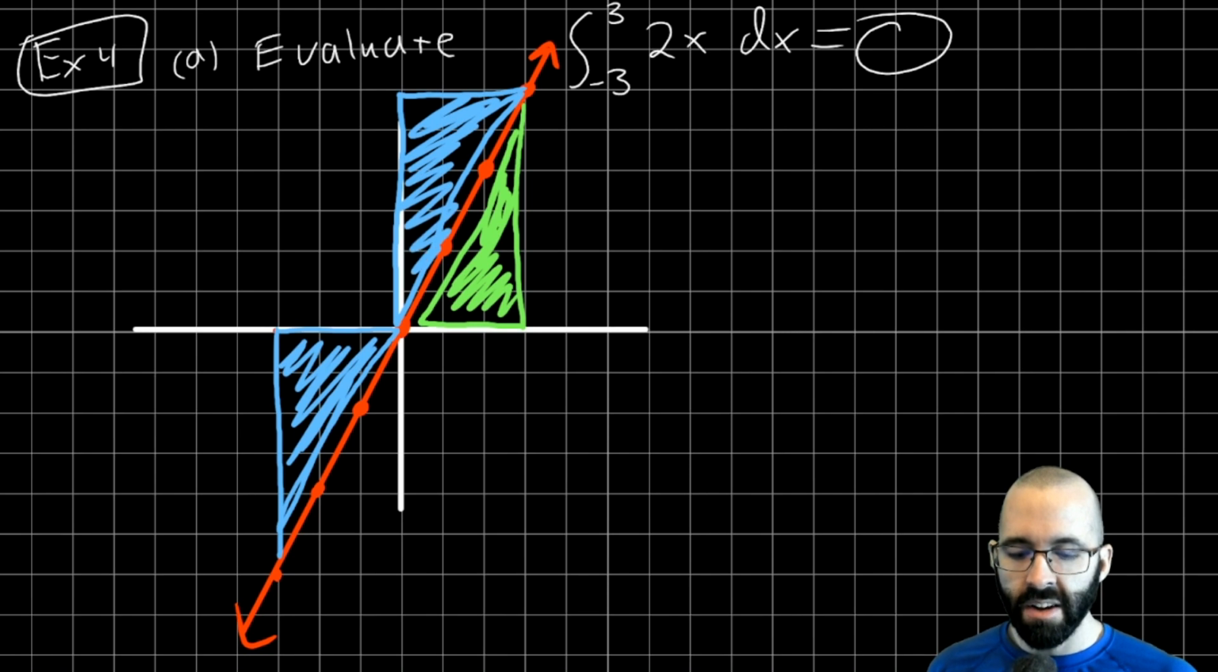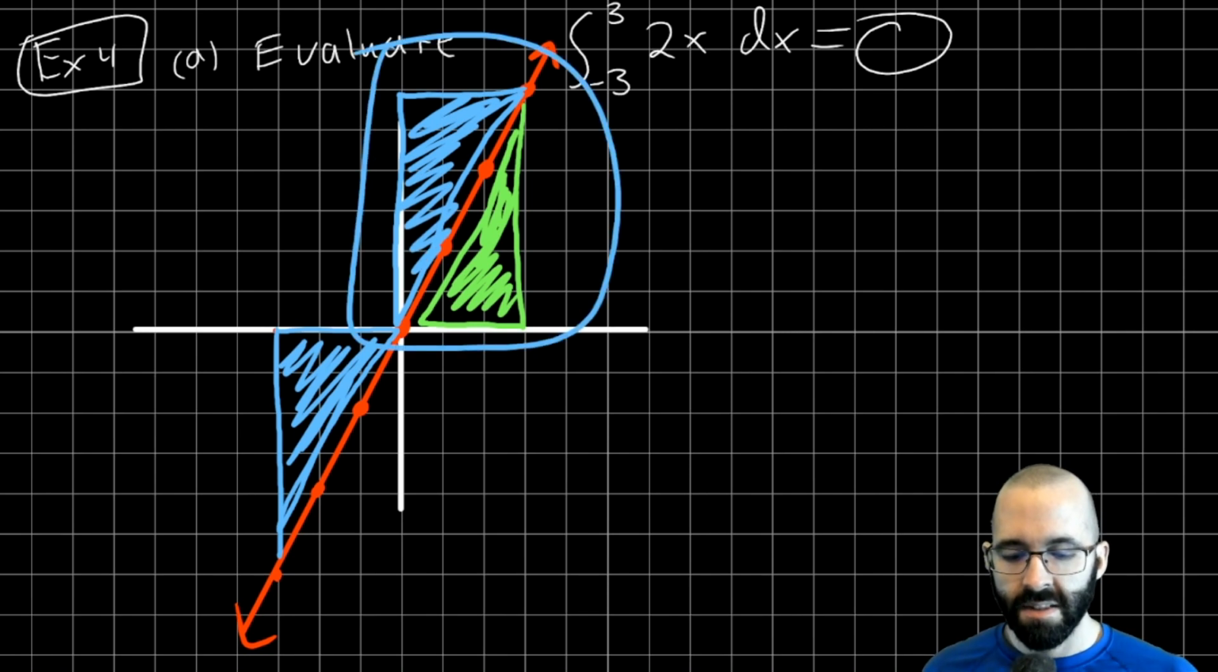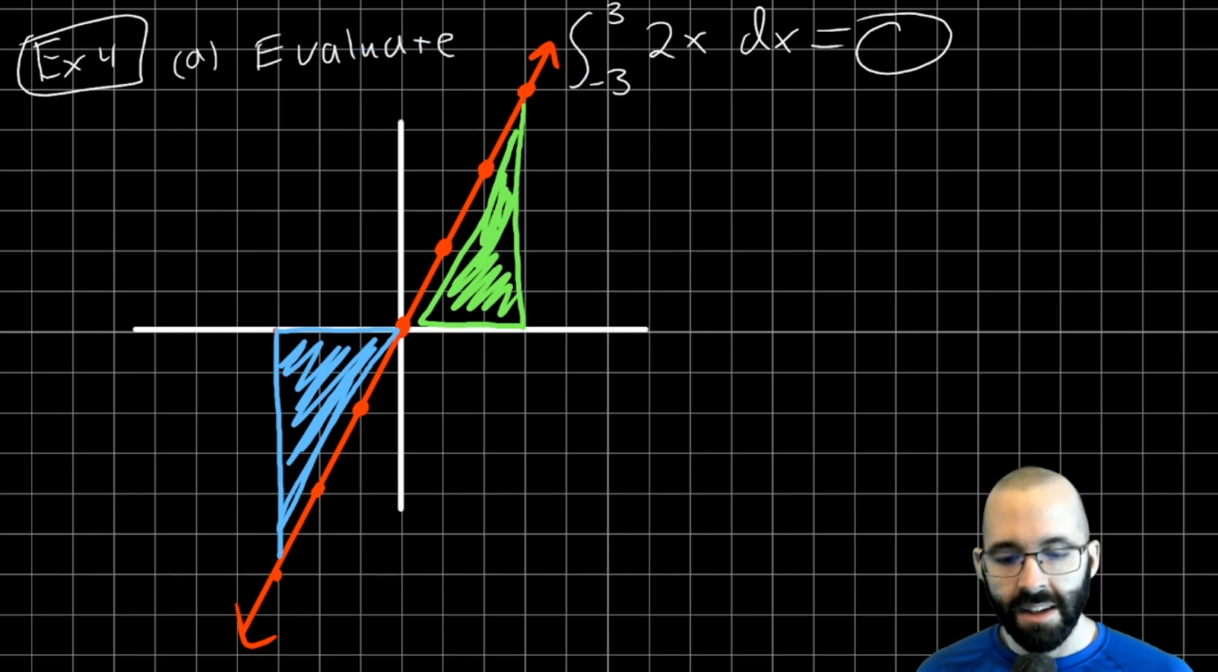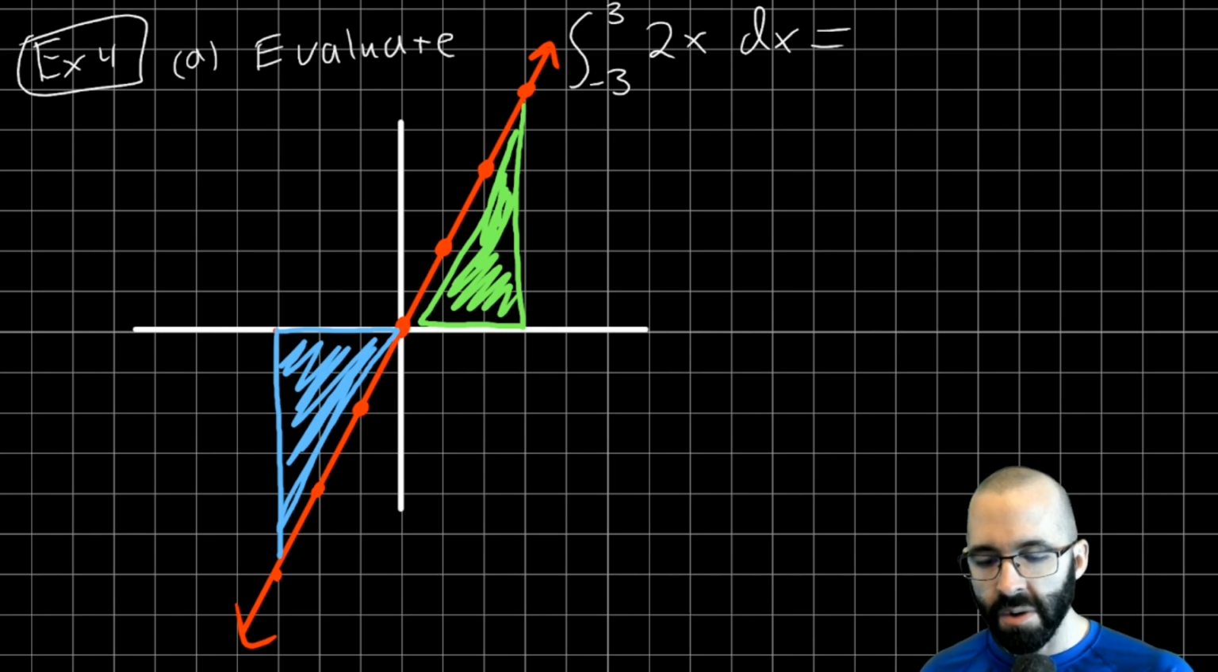If we were looking at total area, we just add these two triangles, which is just a rectangle. That's just 3 times 6, 18. The total area is 18, but we're asked about the integral. And the integral is just the net signed area. So if I really wanted to do this the long way, here's what I'd do.